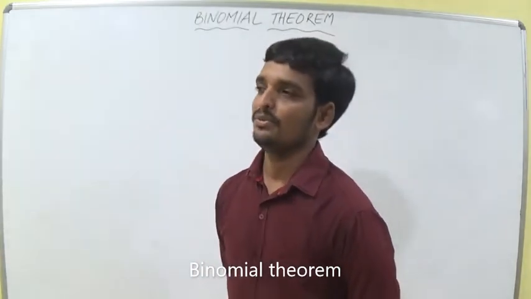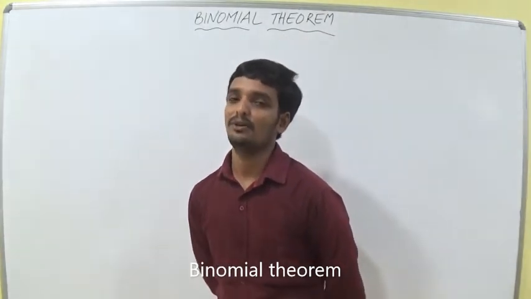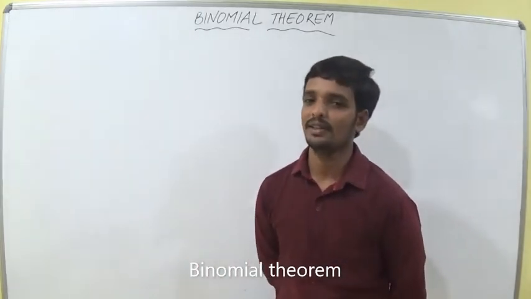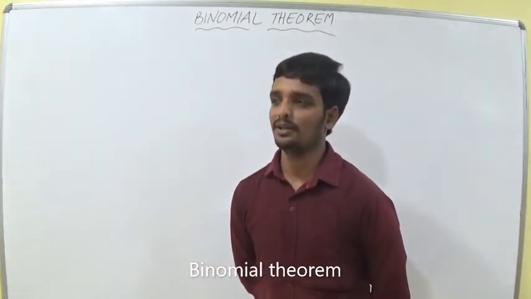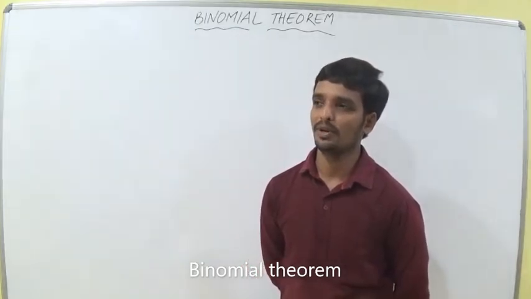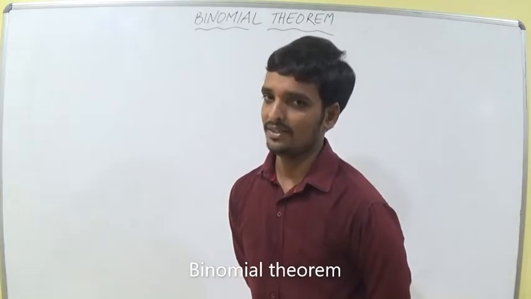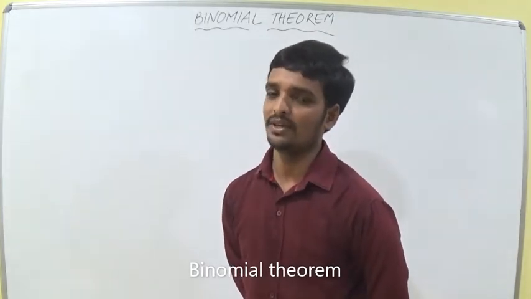Last class we discussed the binomial theorem introduction. How does the binomial theorem come about? The binomial theorem is (a plus b) whole power n. What is n? n is any positive integer. So we can go on to the further class.